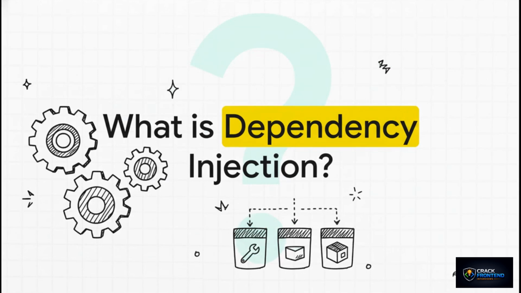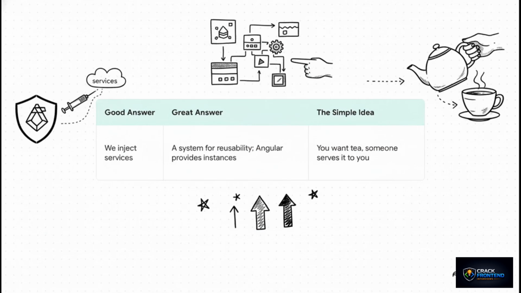Okay, next up, another absolute cornerstone of the framework. It seems simple on the surface, but there's a lot of depth here. So the question is, what is dependency injection? A good answer is technically correct. You use it to inject services into components. Yep, but a great answer elevates this by framing dependency injection as a powerful design pattern. It's a system Angular gives you to make your code more reusable, more modular, and way easier to test.